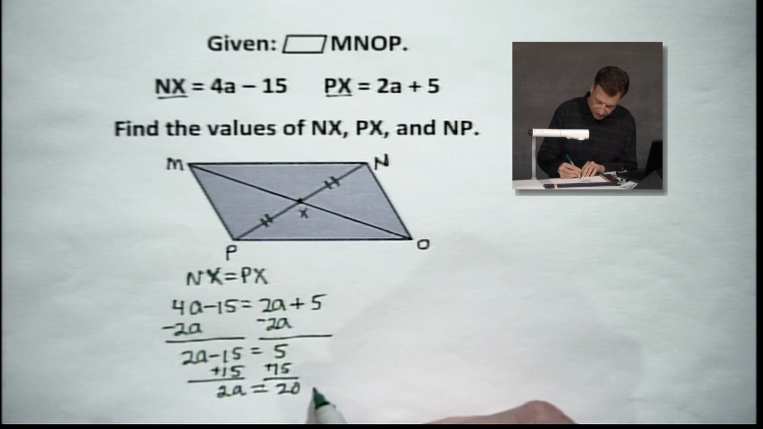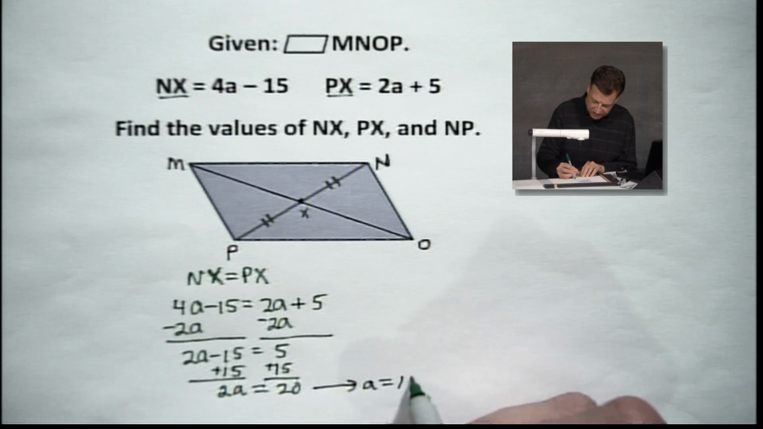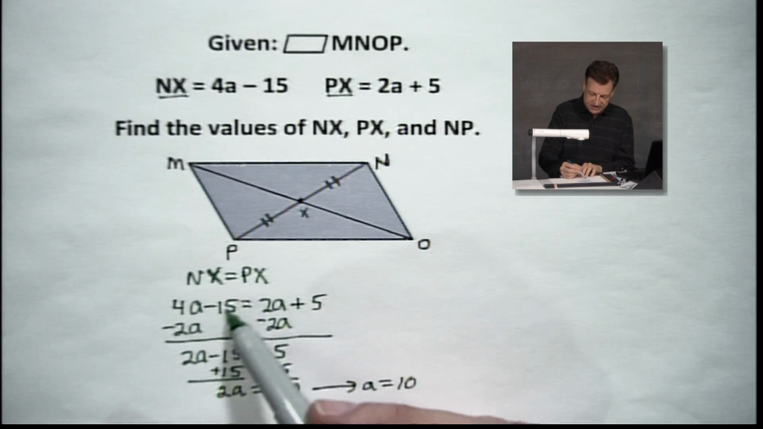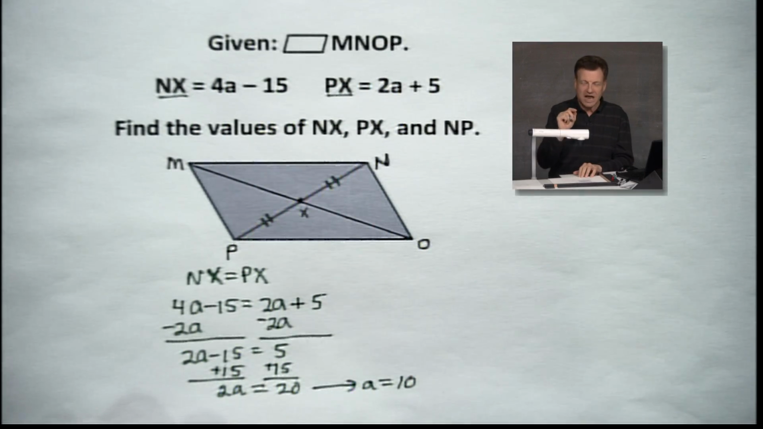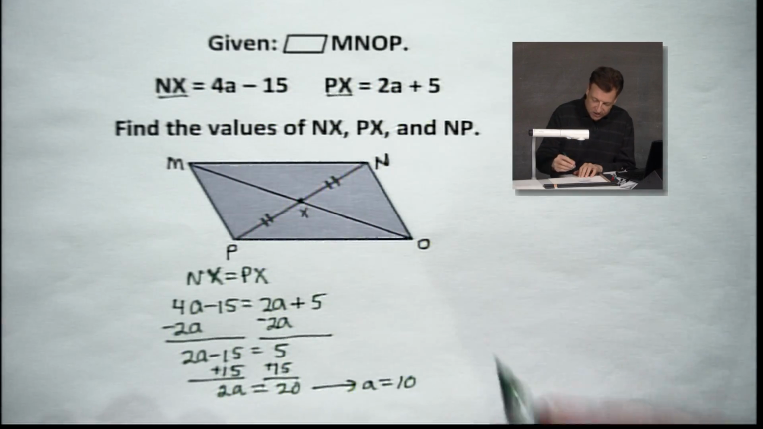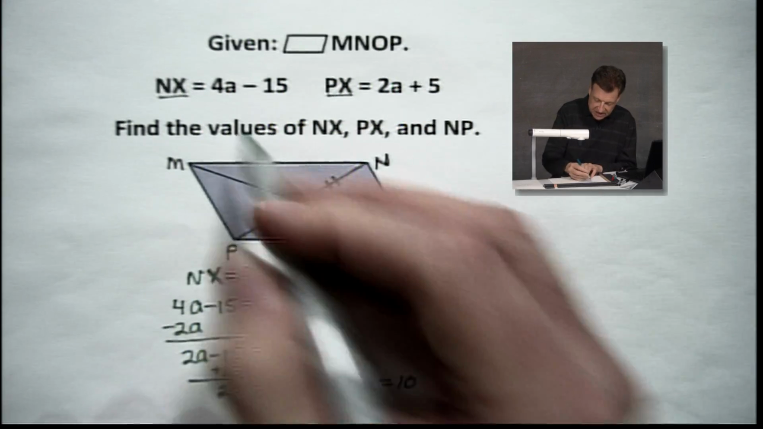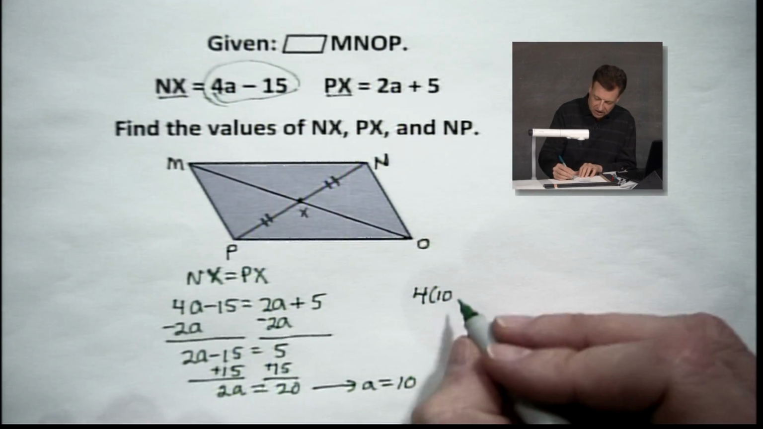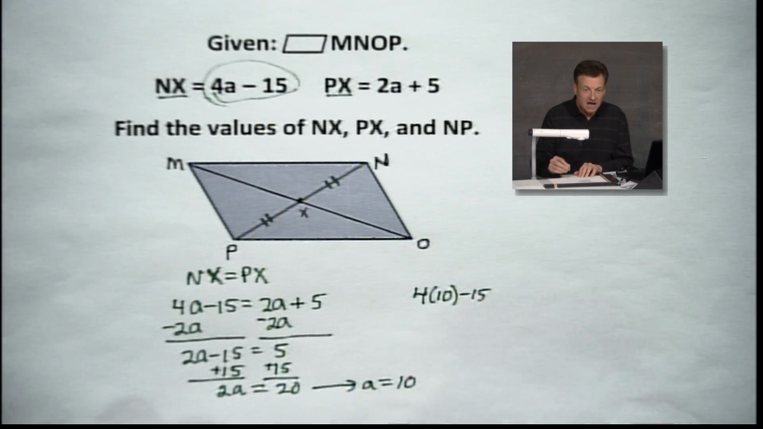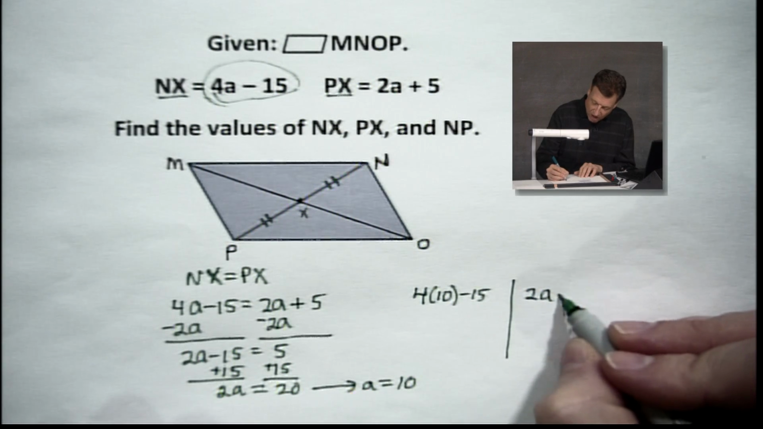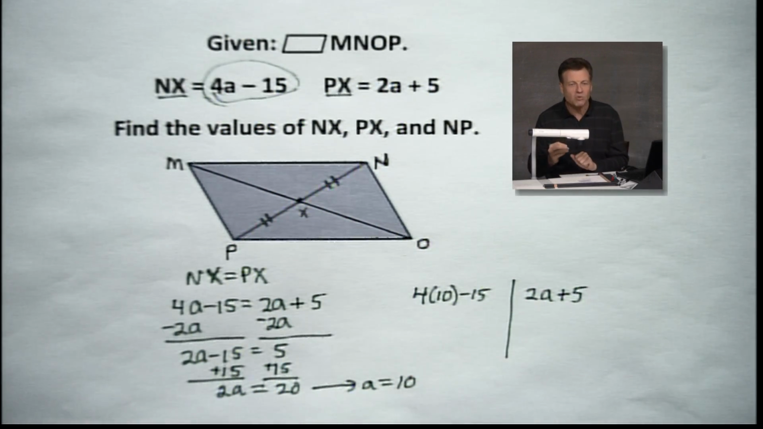So we're going to say a equals 10, because 2 times something gives us 20, and that something is 10. Everybody with me so far? Again, we set them equal to each other because it's a parallelogram. Special guy here, right? Diagonals bisect each other, so they are equal. What I want to know now is what NX is going to equal. So we put in 4 times our 10, using this expression: 4 times 10 minus 15. While we're at it, let's see what 2a plus 5 is going to give us. I hope it gives us the same thing, because otherwise we're all in trouble.